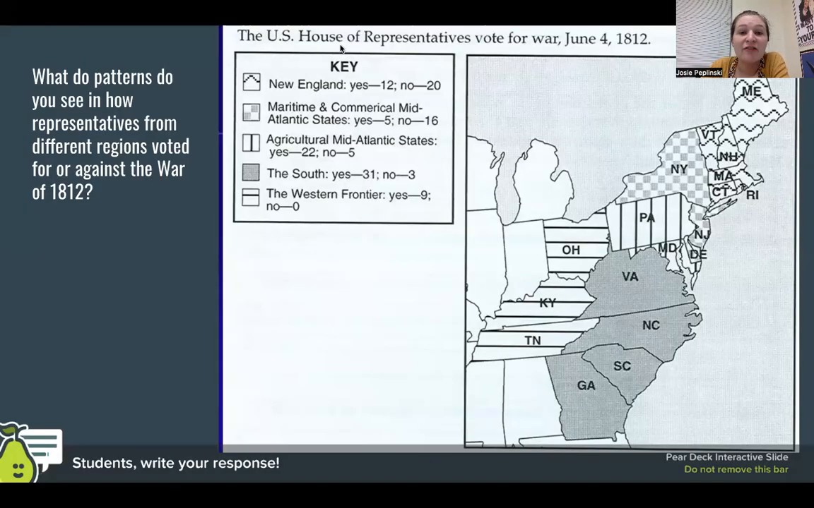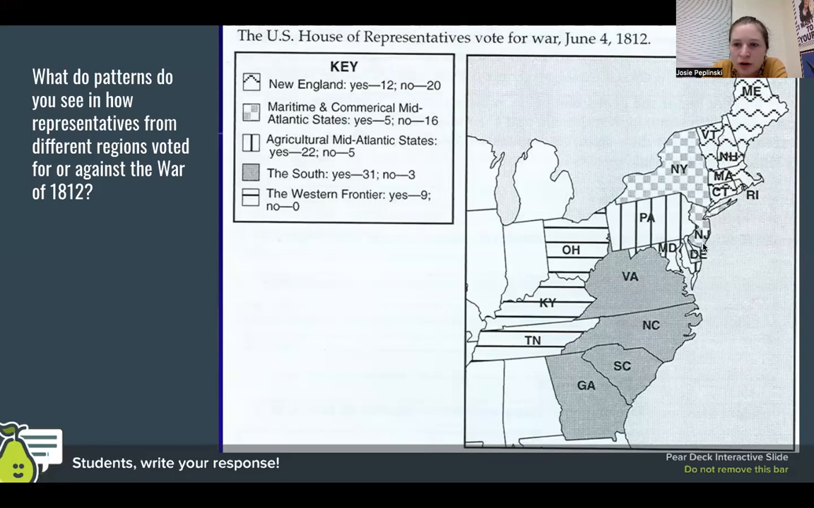So here we have a map of how the House of Representatives voted for war or declined to vote for war on June 14th in 1812. We have a couple different symbols here. This area with the wavy lines is the New England colonies. So we have mostly a no from the New England colonies. 20 votes no, 12 yes. So about two-thirds no, about a third yes.